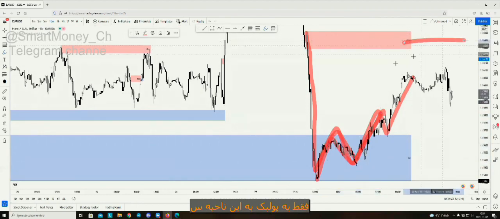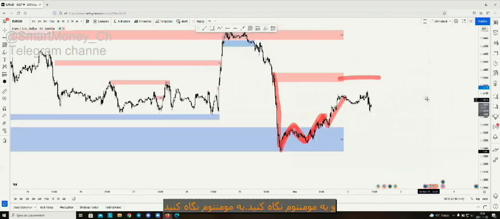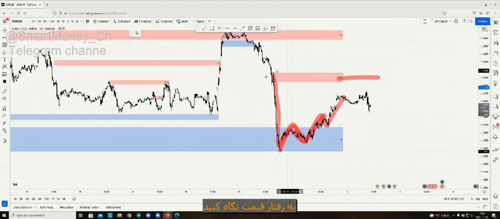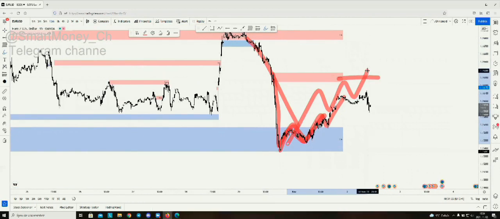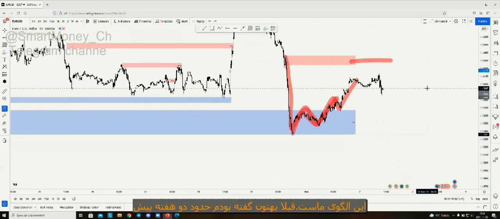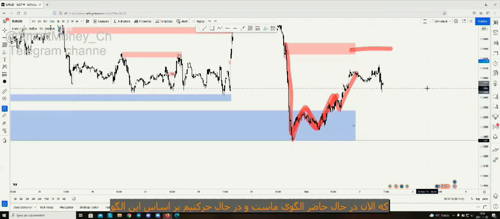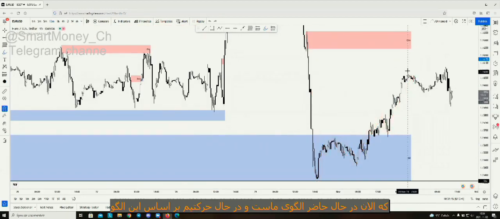Just a pullback to these zones. And look at the momentum. Look at the price action. Huge movement, little consolidation, downside movement. Huge movement, little consolidation, upside movement. This is our pattern. I already told you this about 2 weeks ago that this is our pattern right now, and we are moving based on this pattern.